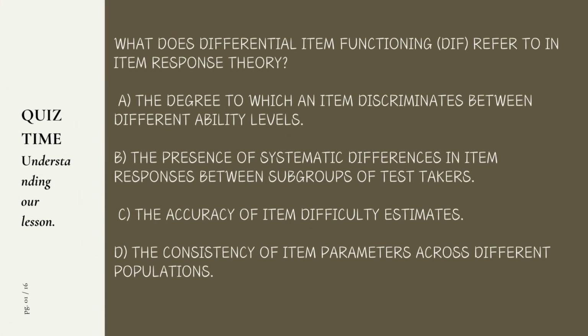What does differential item functioning, DIF, refer to in item response theory? A. The degree to which an item discriminates between different ability levels. B. The presence of systematic differences in item responses between subgroups of test takers. C. The accuracy of item difficulty estimates. D. The consistency of item parameters across different populations.